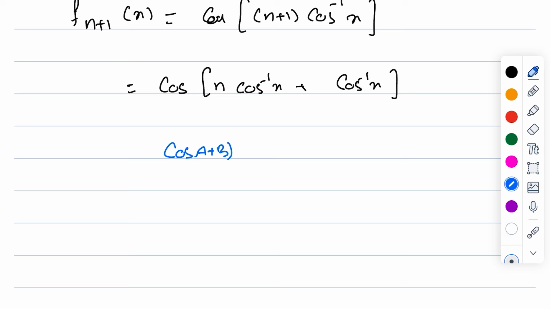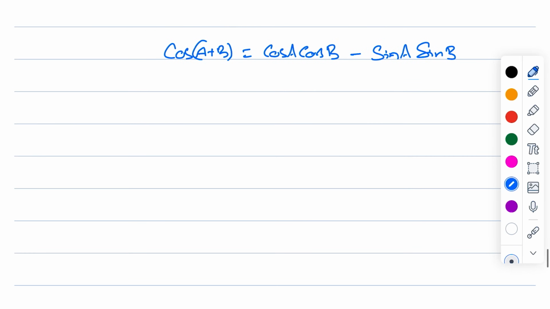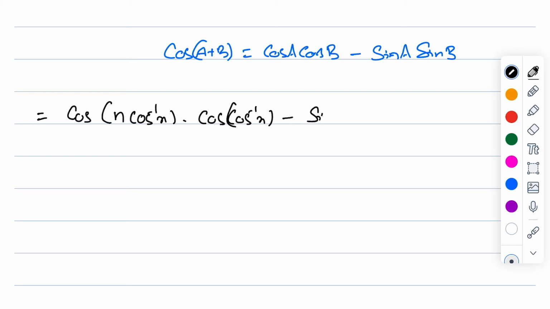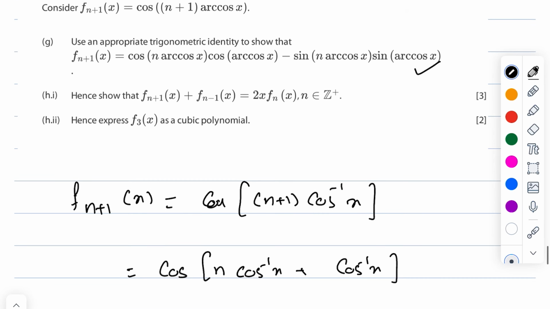b. What is cos a plus b? Cos a cos b minus sin a sin b. So it becomes cos of n cos inverse of x, cos of cos inverse of x, cos A cos B, minus sin of n cos inverse of x, sin of cos inverse of x. I think that is the answer to prove.